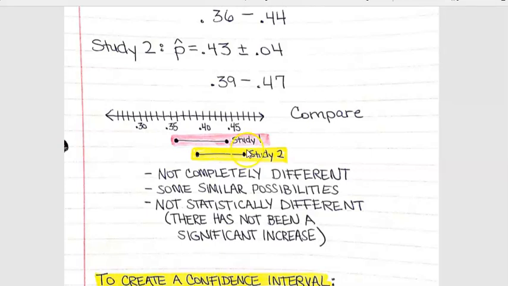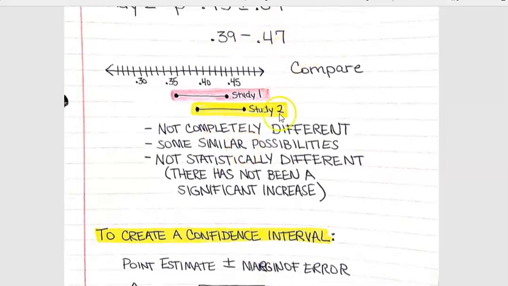So if we had these to compare, once we include the margin of error, we would say because these two intervals cross, they're not completely different, right? They have some similar possibilities. And so that means that they are not statistically different, or there has not been a significant increase. All right, so those would be two of the outcomes. You would either be saying they're not statistically different, or there's not been a significant increase. One of those two things would be our conclusion.